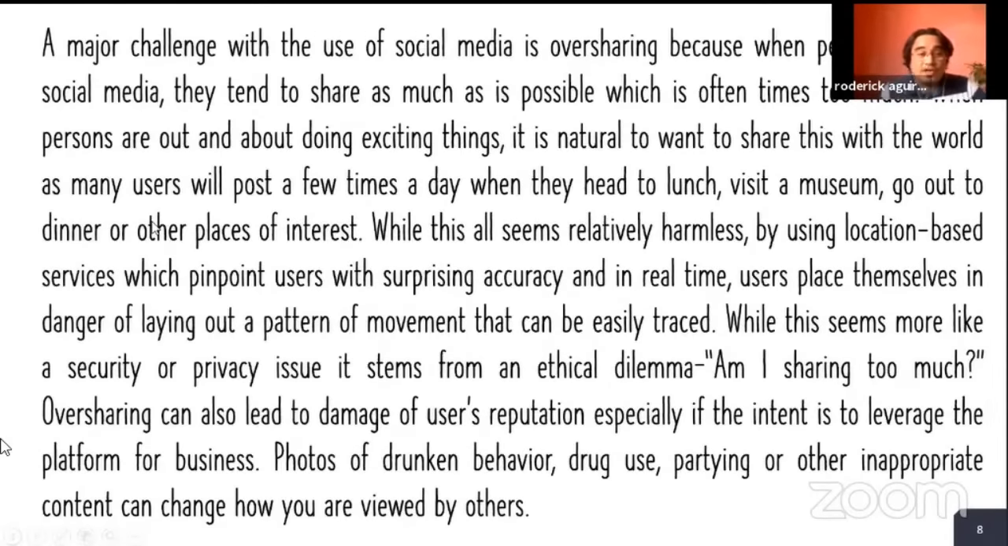So, oversharing can also lead to damage of user reputation, especially if the intent is to leverage the platform for business. O, ang daming gumaganyan. So, photos of drunken behavior, drug use, partying, or other inappropriate content can change how you are viewed by others. Ito po yung panahon ng 2012 na nagagawa kami ng K-12 curriculum, DAP pa nun sa Tagaytay.